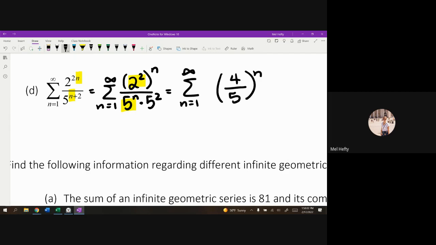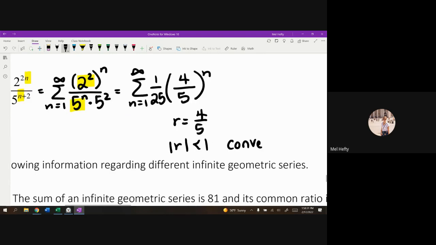I'm going to finish this problem. What am I missing? Then finish the problem faster. What am I missing? 1/25. All right, what's R? 4/5. Why do I care? So this is less than 1. It converges. Can I find the sum?